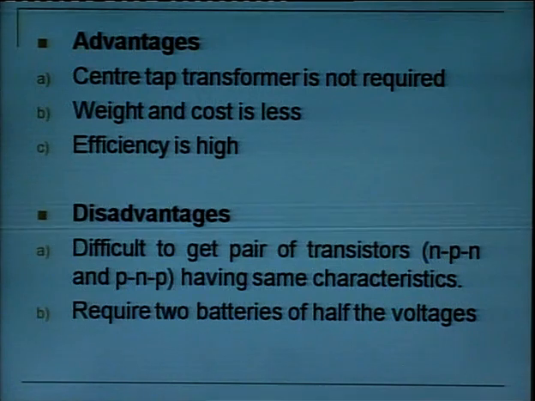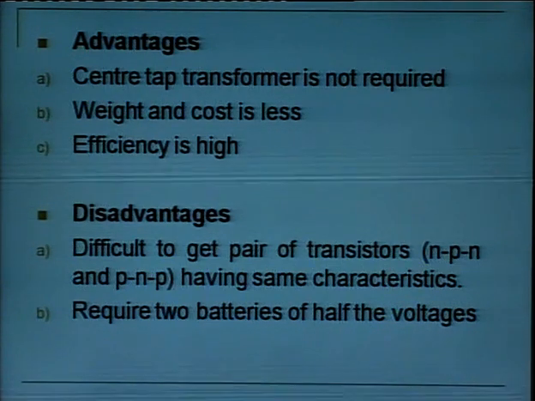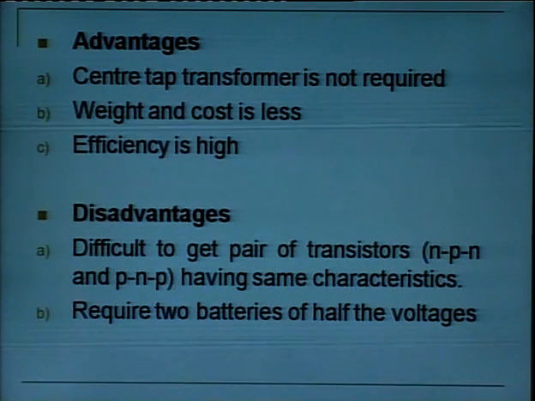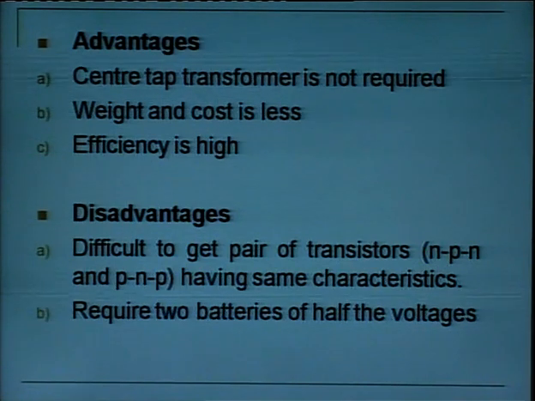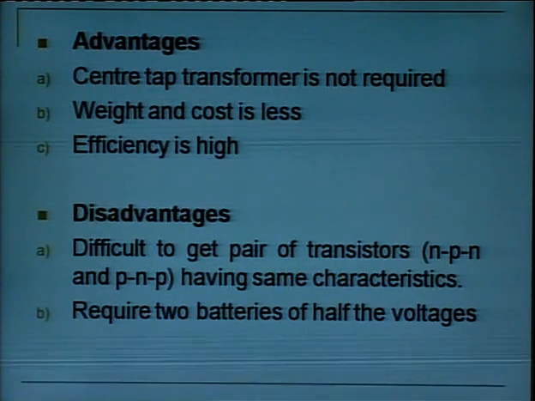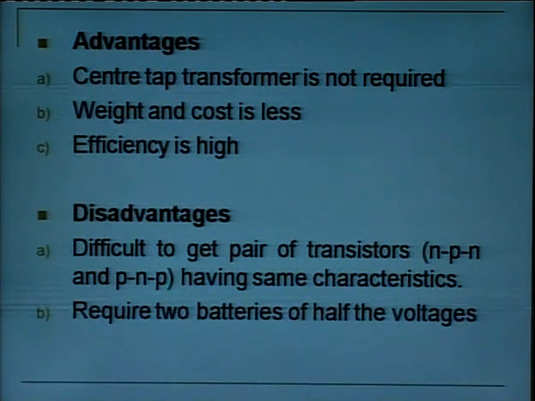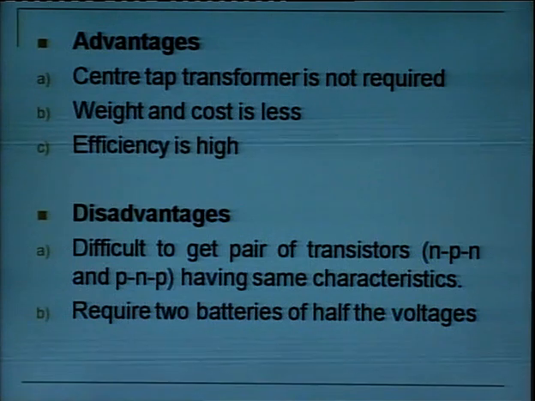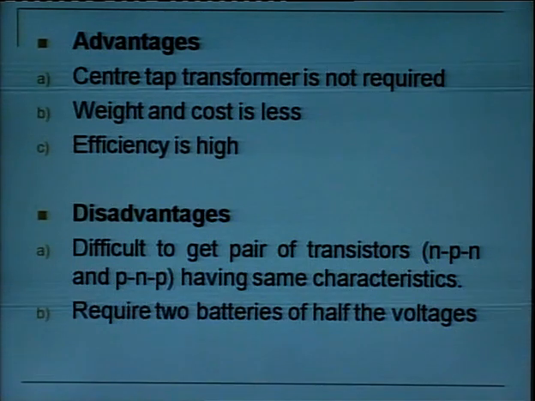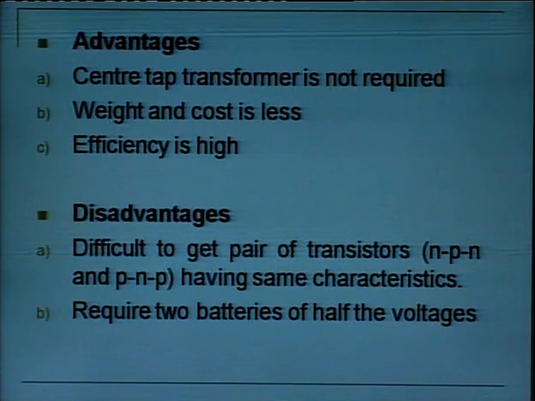So the chances of irregular amplification are increased in case of your complementary push-pull amplifier, as we need two complementary transistors of symmetrical characteristics, which is difficult to achieve. Again, the second disadvantage is that it requires two batteries of half the voltage. In the push-pull amplifier, you needed only one battery. Here you require two batteries of half the voltage.